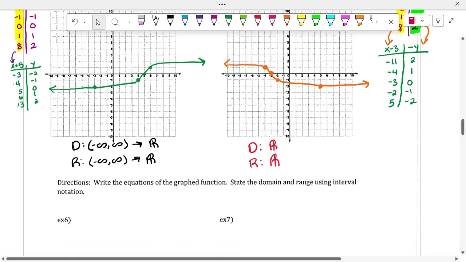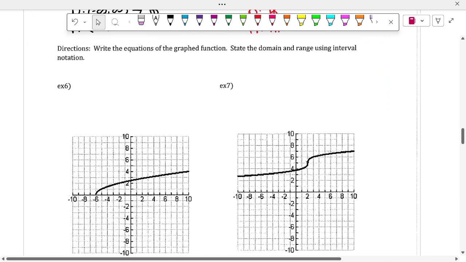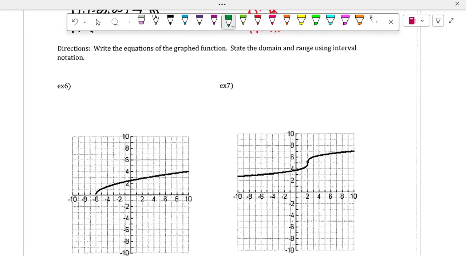Now, let's see if you guys can go backwards. So, we're going to write the equations of the graphed functions and state the domain and range using interval notation. So first off, you got to identify whether it's a cube root or a square root function. And then you got to look at transformations based off of the parent. So my suggestion, first off, identify whether it's a cube or a square root. So for example 6, is that going to be a cube or square root graph? It's definitely a square root. So I'm going to have something y equals square root.